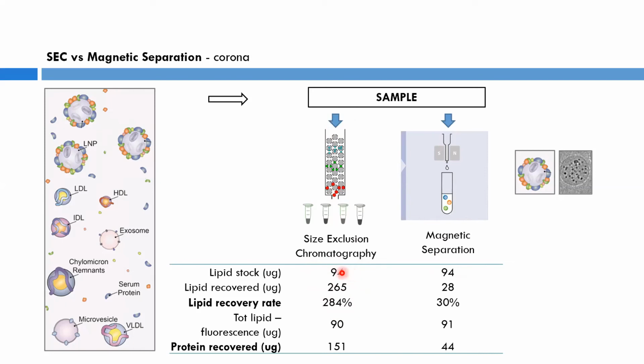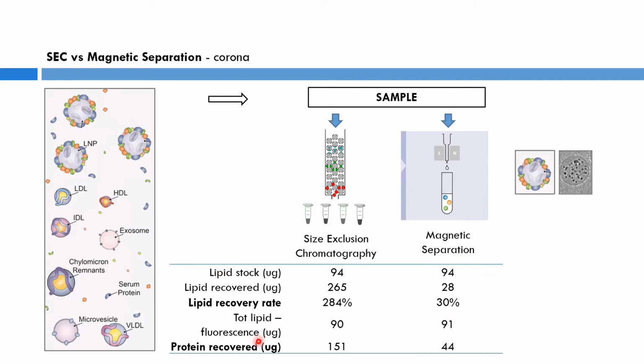And the reason is that in the fraction recovered by size exclusion chromatography, we also have a lot of these vesicles still present, which increase, of course, our lipid recovery. Instead, in the case of magnetic separation, we are able to recover only 1/3 of our sample, but here we are sure that the sample recovered contains only, or at least for the most part, the corona of LNPs.